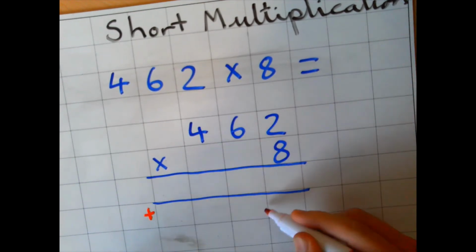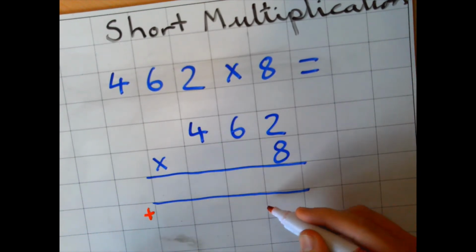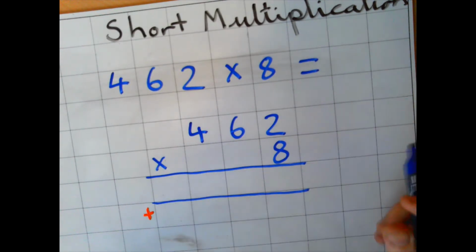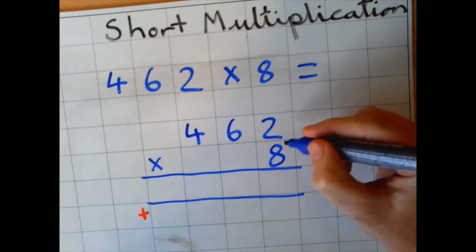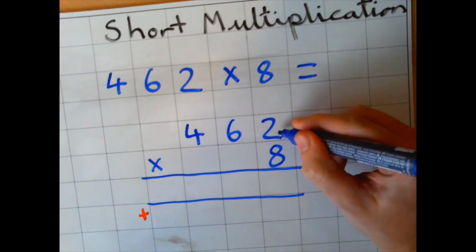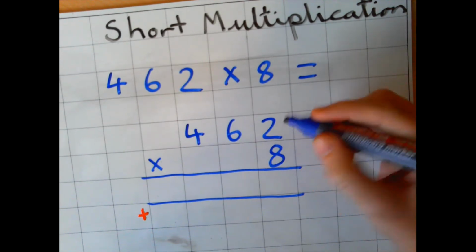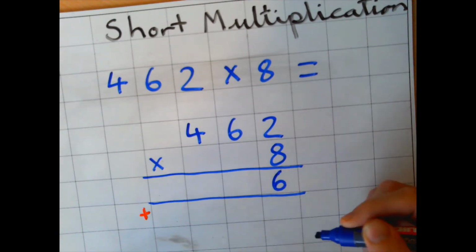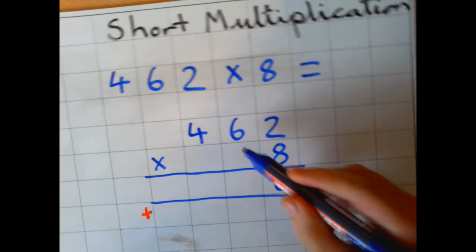Right, 8 times 2 is 16. So I put a 6 in here, and then the 1 I'm going to just put down here for now because I'm going to add that on after I've multiplied the digit in the tens column. 8 times 6 is 48, and now I'm going to add that 1, so that makes 49.